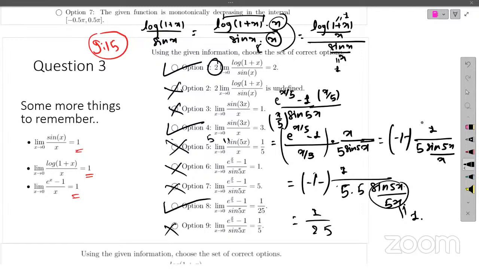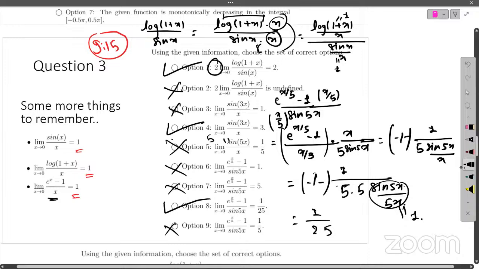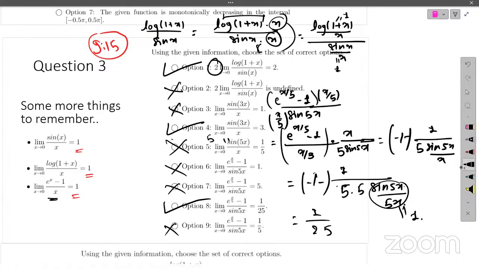Which limit? E raised to x by 5. Okay, yeah. So e raised to x by 5, what we know is e to the power x minus 1 upon x, right? So we want this form. For this form, first we multiplied by x by 5 and x by 5 in the numerator and denominator, because I want x by 5 here. Then I distribute these two things over the quantity, e to the power x by 5 minus 1 upon x by 5. I'll take this factor as it is and write down the remaining term, which is x by 5 upon sine 5x.